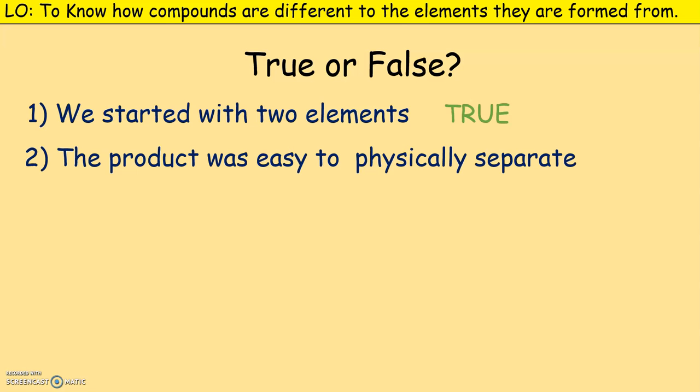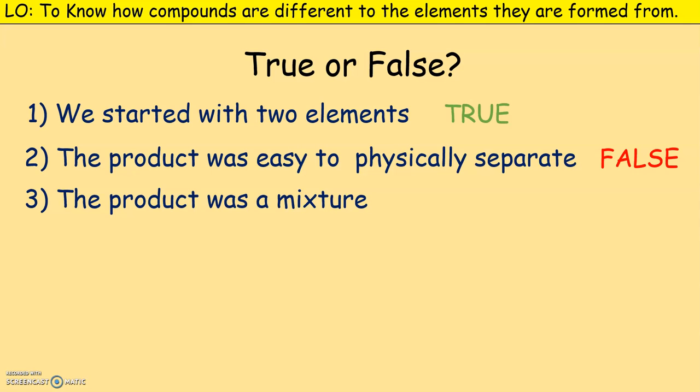The product was easy to physically separate. Is that true or false? The magnesium oxide? True or false? Well, it's false. Okay, compounds are not easily separated. Now, the product was a mixture. Is that true or false? Well, that's a false. It's a compound.